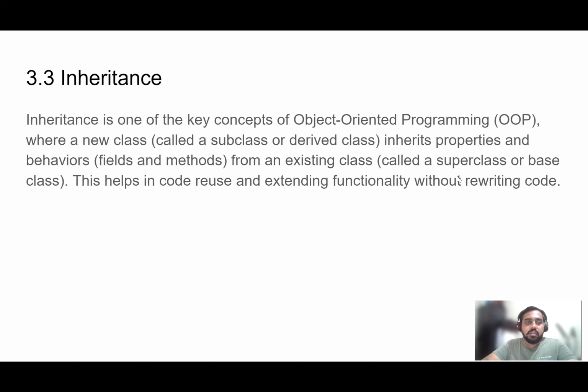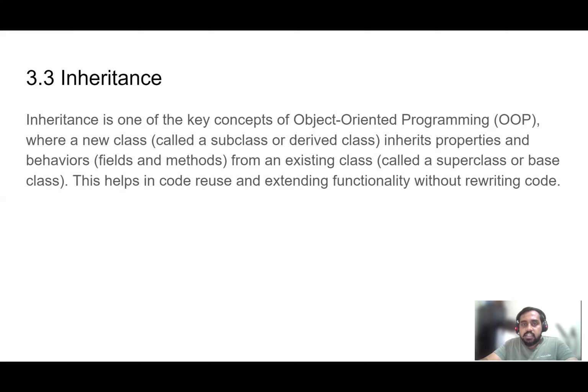Let's see. Inheritance is one of the most key concepts of object-oriented programming. Suppose we have one class and we need to write another class that is related to an existing class. What we can do is extend the features of the existing class to our new class. That existing class we call a superclass or parent class, and the class which is derived from that existing class we call a child class or subclass.